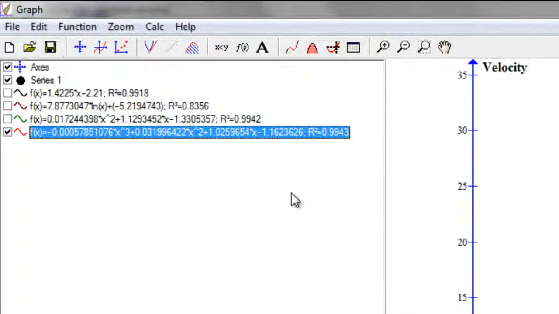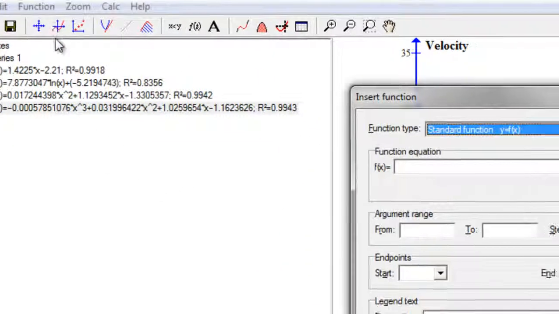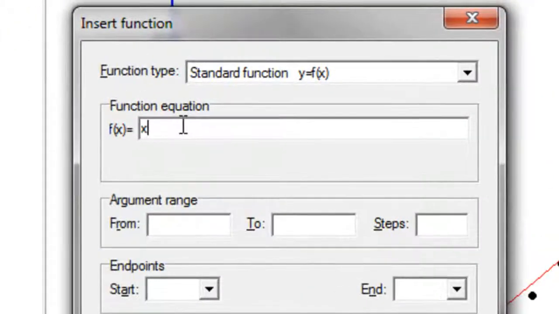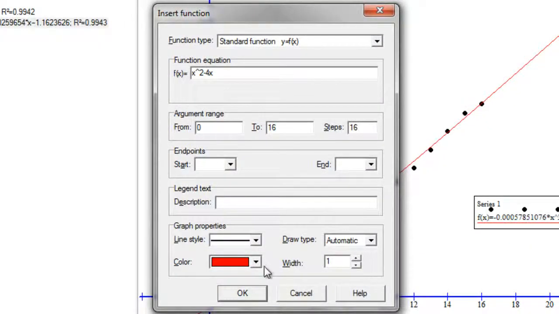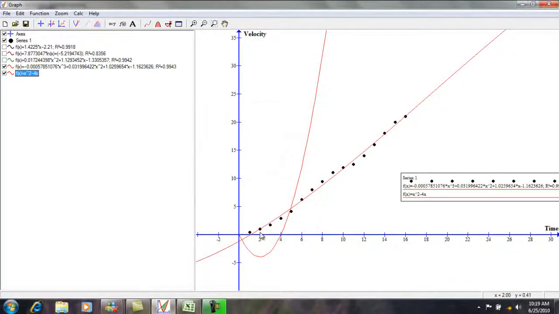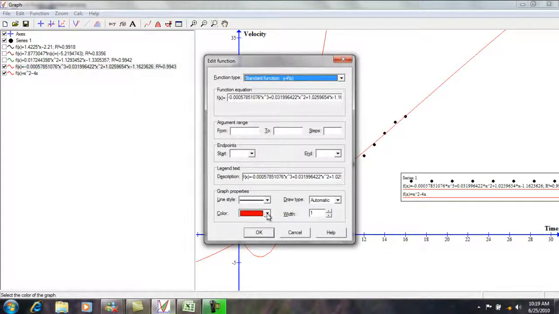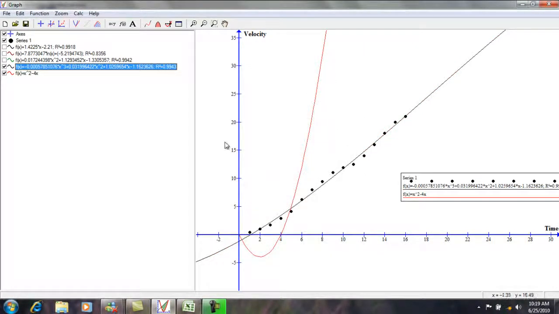Our next question is asking us to draw a second graph of y equals x squared minus 4x over our previous graph. We can do this by opening the insert function window, inserting the function equation, specifying the range and the number of steps, and also choosing our preference for a red colored line. Since both our lines are now in red, it would be better to change the previous graph to a different color. So we could work out question 7 more clearly.